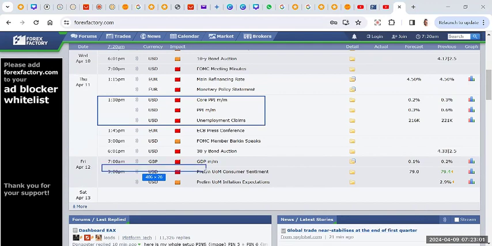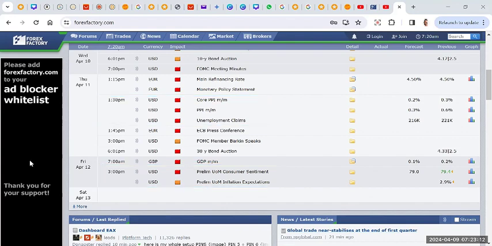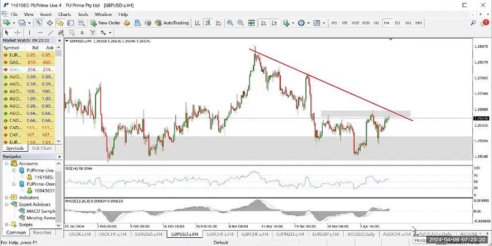And finally, on Friday, we have the prelim UoM consumer sentiment and prelim UoM inflation expectations. All these fundamental events are expected to impact the dollar. And like I said, if they come out not to be in favor of the dollar, it will support the technical bearish outlook, and we will see the dollar really crash, in which case Euro USD and GBP USD will go bullish, while USD CHF will go in the bearish direction.